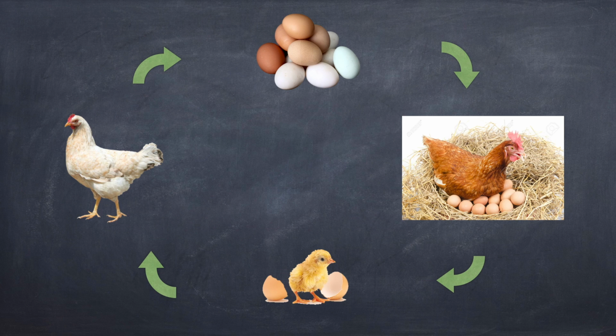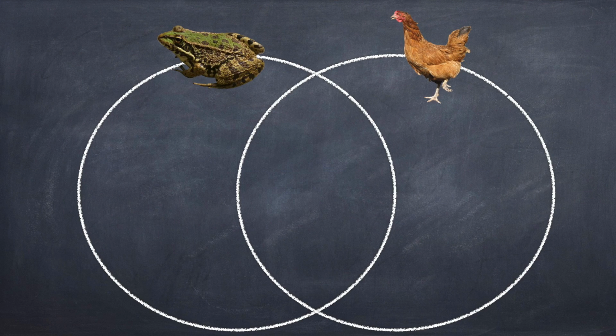The chick continues to grow and loses its soft feathers and grows into an adult chicken, which can one day start the life cycle all over again by laying eggs of its own. Here's a Venn diagram. We used the Venn diagram before to see what was the same and different about the life cycle of a frog and the life cycle of a butterfly. Today, we'll see what's the same and what's different about the life cycle of frogs and the life cycle of chickens. What's something that's the same about the life cycle of frogs and chickens?